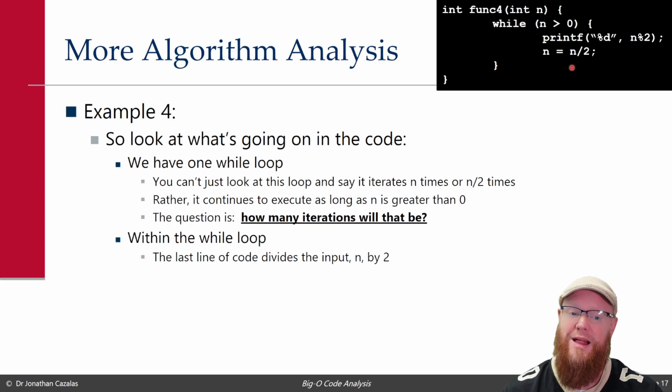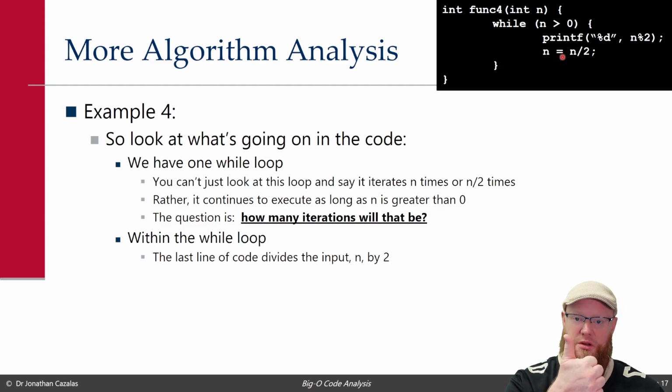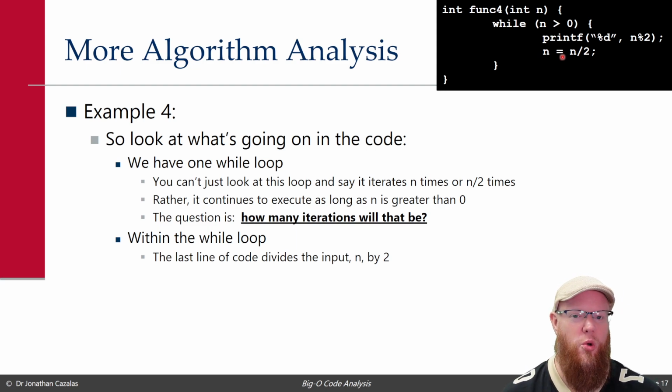Within the while loop, that last line of code is really the kicker. It says n equals n divided by 2. At every iteration, n gets divided in half. So if n started at 100, there won't be 100 iterations, because we go from 100 in the first iteration, now we're at 50, 25, 12, I can't do division, 6, 3, 2 or 1, basically 0. So when n is 100, it only runs 7-ish times.